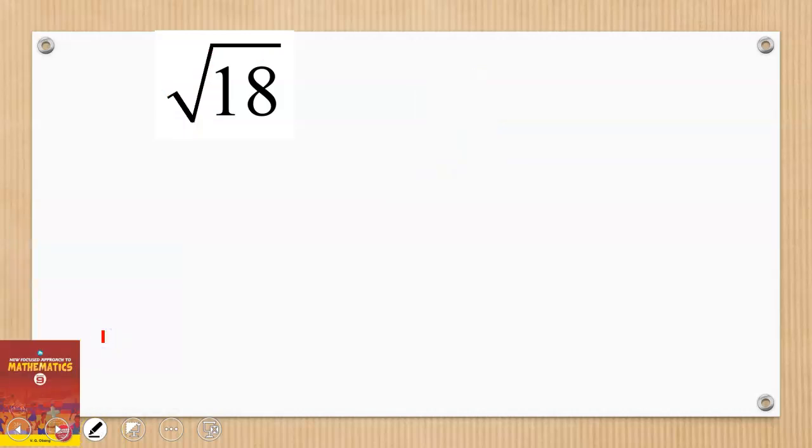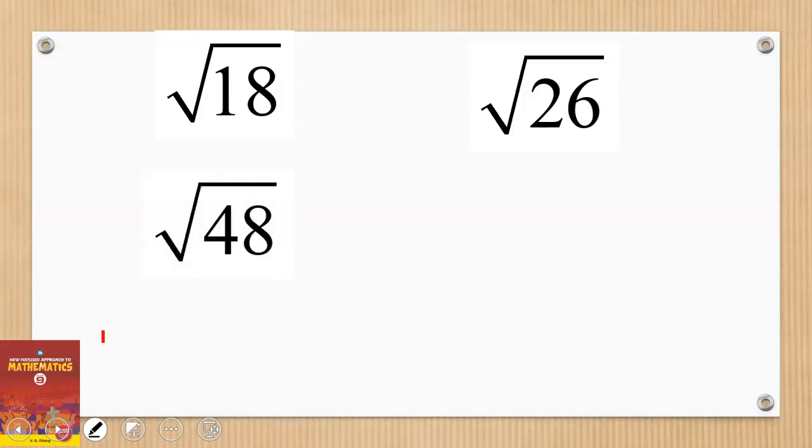So root 18 can be expressed to the lowest form as 3 root 2. We'll come to that. Root 26 cannot be expressed to the lowest form. Root 48 can be expressed to the lowest form.